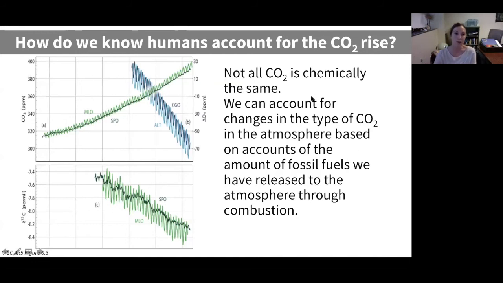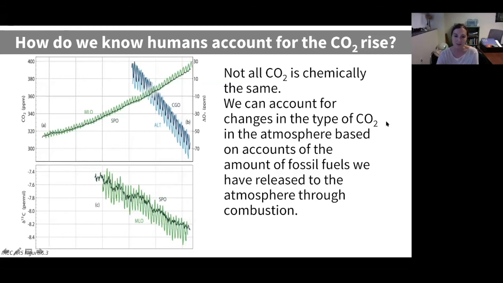So on the top here, the green line is the carbon dioxide concentration. You can ignore the blue lines, that's oxygen, we won't talk about that. But on the bottom of these two plots, the green line is basically a chemical fingerprint of the carbon dioxide gas that's in the atmosphere. And you'll notice that this has a really clear trend to it over the last few decades as well. It's this drop in this value.